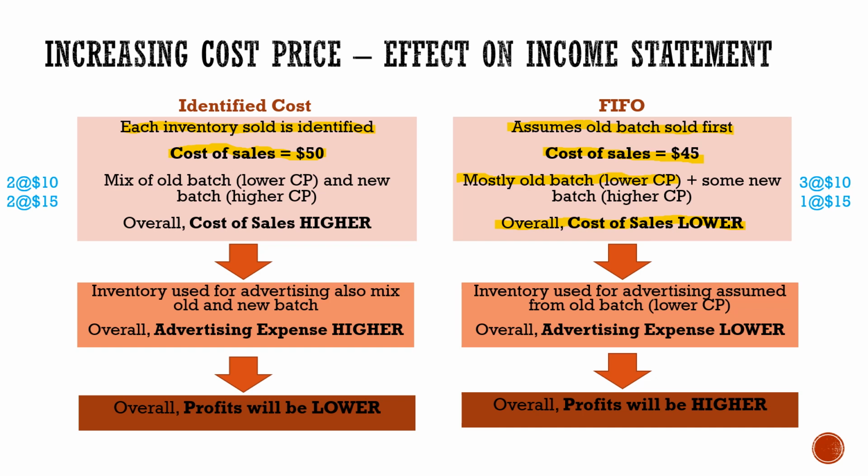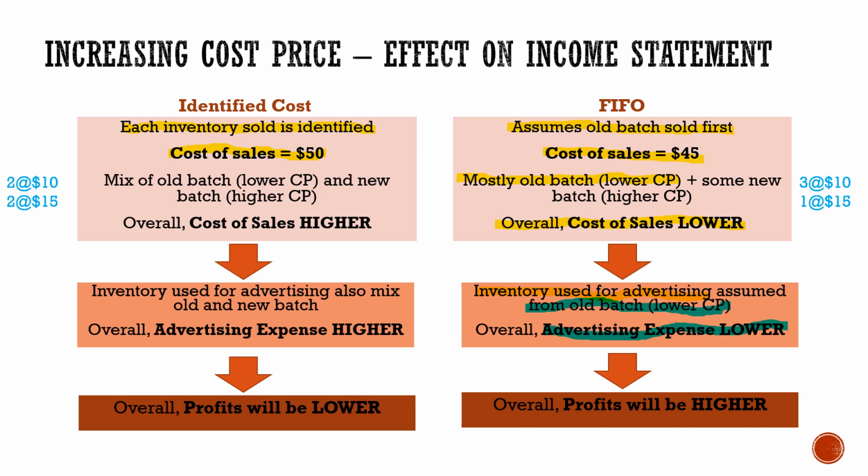This same idea applies when inventory is taken out and used for advertising. So under the FIFO method, when the inventory is taken out and used for advertising, it is assumed that it is coming from the older batch, which has a lower cost price. And for this reason, overall under the FIFO method, the advertising expense will be lower than what it would be if the identified cost method was used.